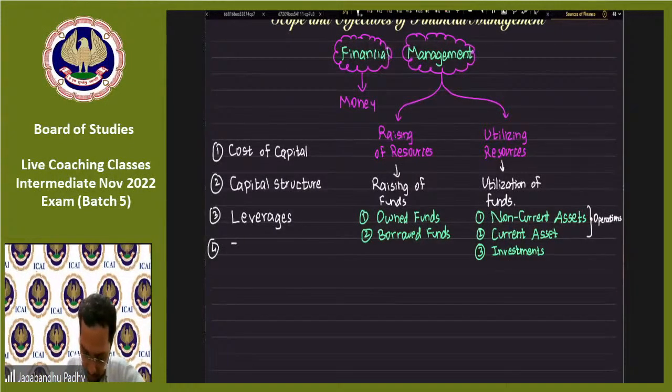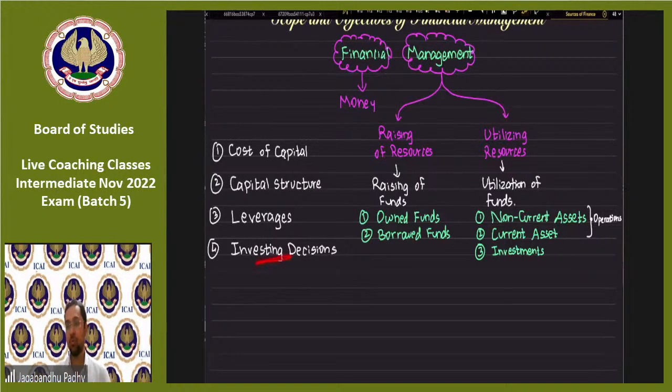Fourth chapter is investing decision. This chapter tells you that in case of long-term investments, when you want to make a long-term investment, you want to invest in some project or you want to buy a machinery, it tells you whether buying that machinery or investing in that project is beneficial to you or not. Should you undertake that activity or not? Should you buy that asset? Should you invest in that project or not? And if you invest in it, what is the benefit that you're going to get? Can you tell me?